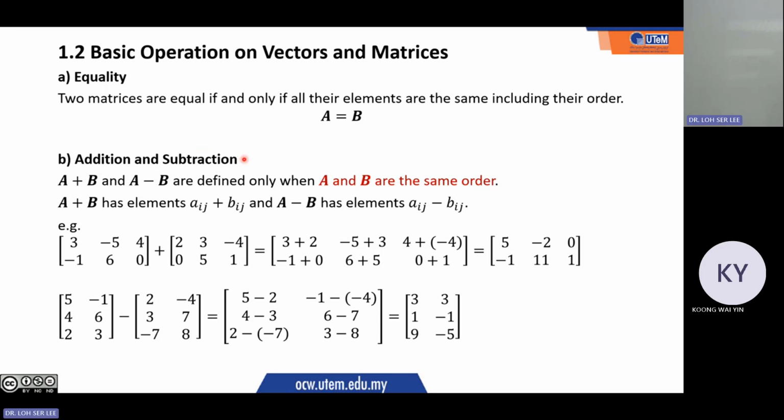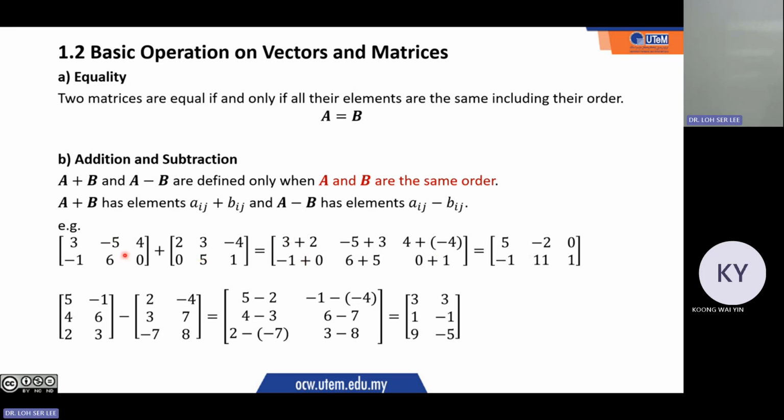Okay, addition and subtraction. I think you know what this is: matrix plus matrix, matrix minus matrix. For A plus B or A minus B to be defined, meaning valid, it will happen only when A and B are of the same order. These two must be of the same order, then only you can proceed to get the answer.